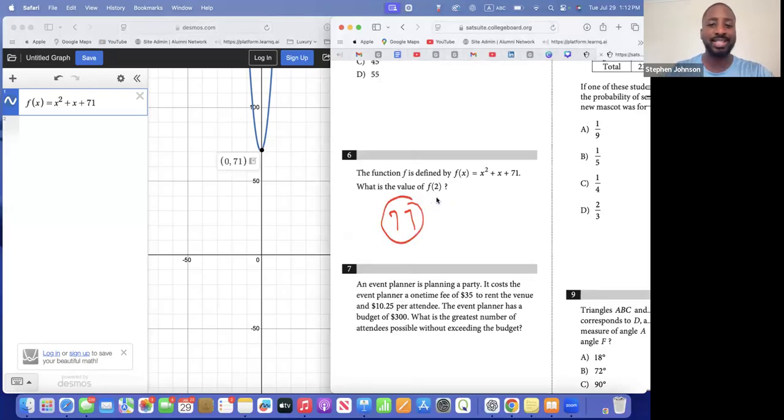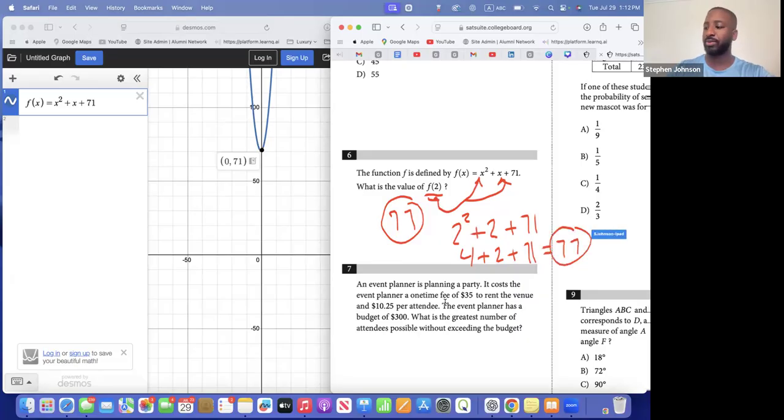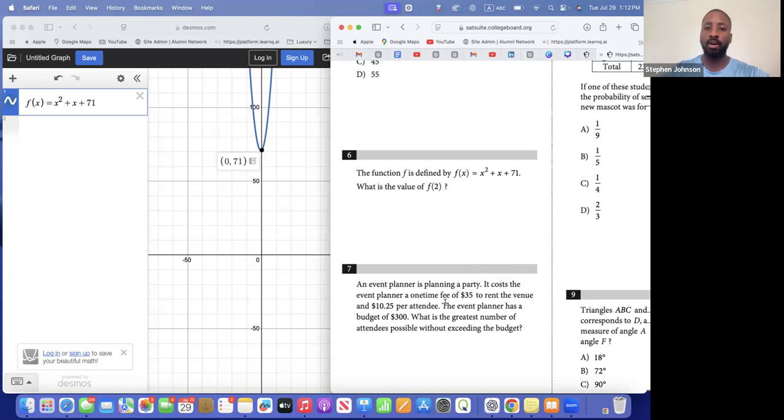Again, just because I would be remiss not to mention it, there is an easy way as well on top of the Desmos strategy to answer this question. Anytime we see a question that says f of a number, like f of 2, all we're doing is taking that 2 and plugging it in for x, which means we have 2 squared plus 2 plus 71. 2 squared is 4 plus 2 plus 71. 4 plus 2 is 6 plus 71 equals 77. That's our answer. So there you go, 2 different ways to answer that question. All right, let's keep going.